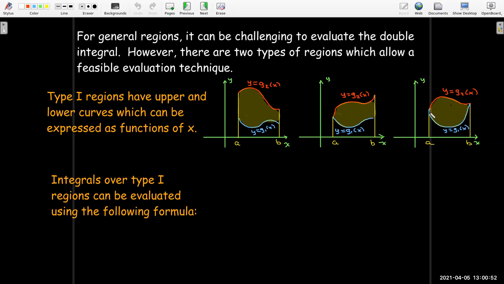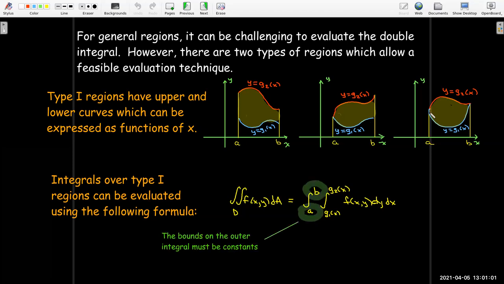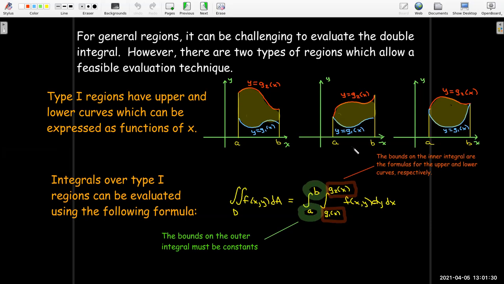How do we evaluate this? Well, we'll use this formula. And in this formula, notice that the outer integral always has constants, and that's always true. Throughout all of the work that we're going to do with both double integrals and when we start triple integrals, the outer integral has to have constant bounds. The inner integral's bounds are the equations or formulas for the upper and lower curves. So they're going to be y bounds. Y equals some function. Now the variables used in that equation are going to be x values, right? But they are equations for y equals the lower curve and y equals the upper curve.